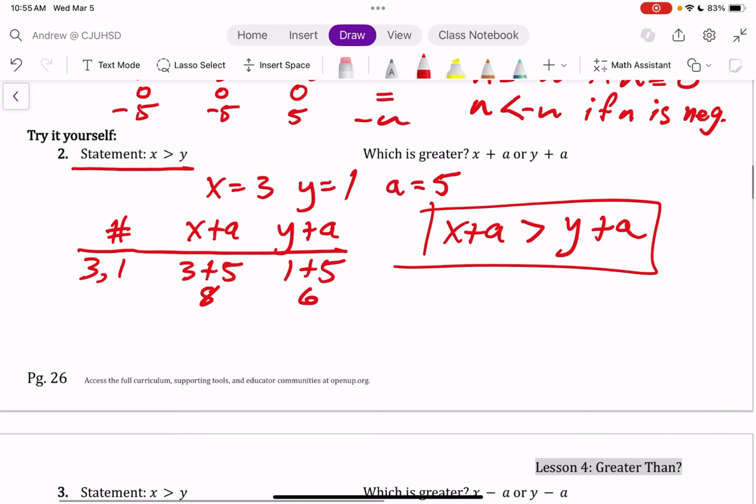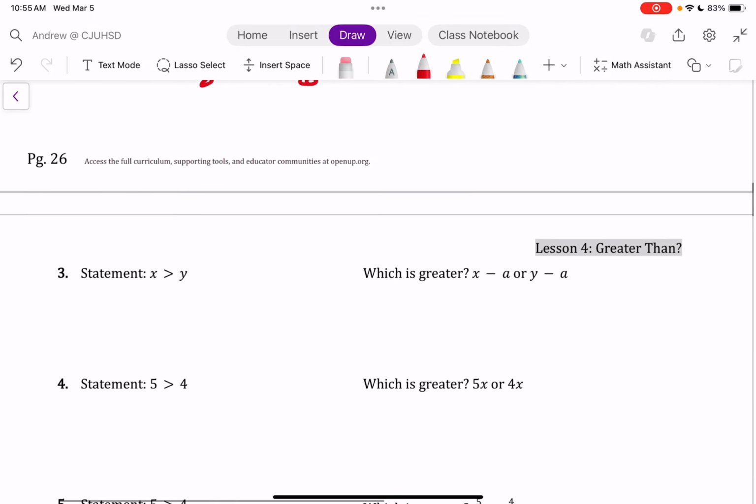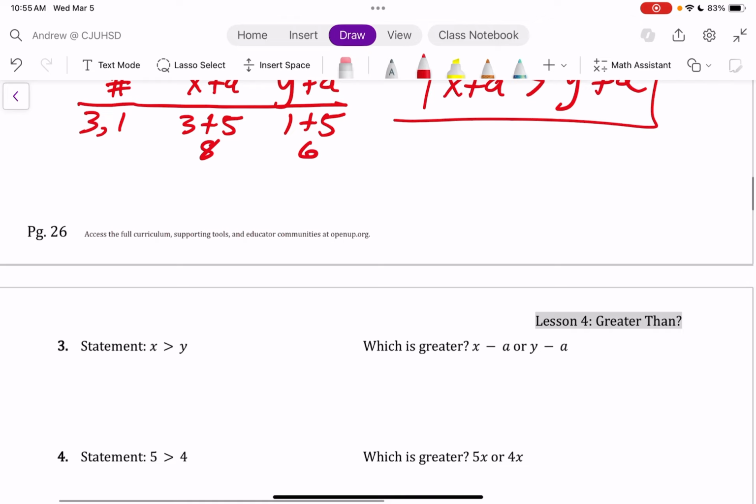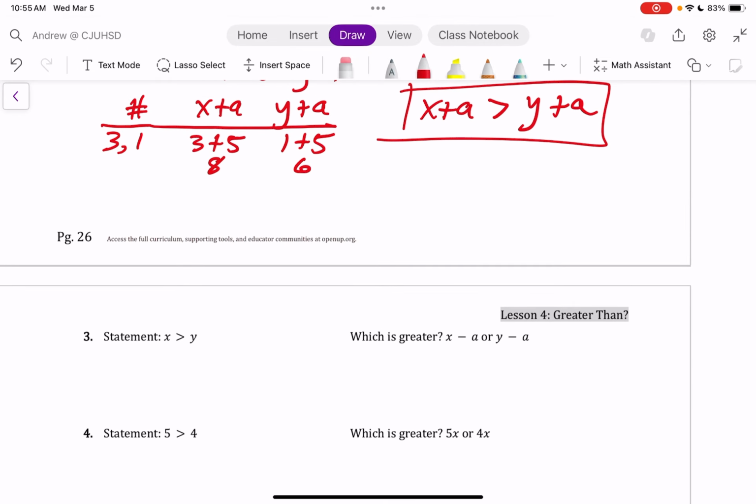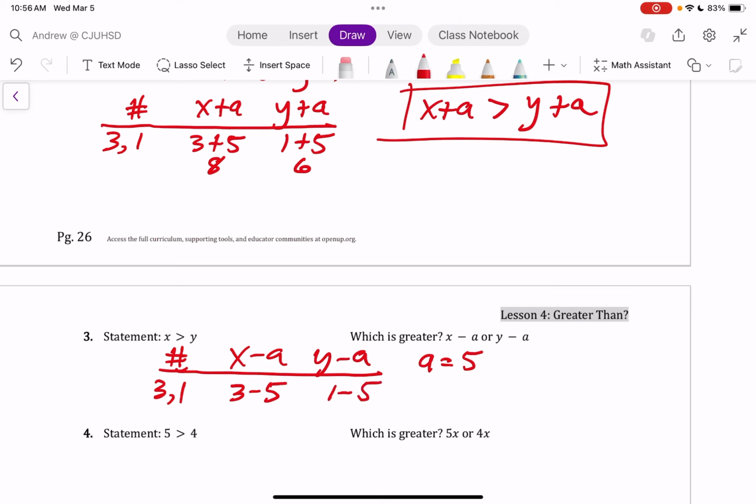Okay, same setup in number 3, but now it's subtraction. So let's just use the same numbers. So the numbers will be 3 and 1, but we have x minus a and y minus a. So if I use 3 and 1, and a is 5, x minus a is 3 minus 5, y minus a is 1 minus 5. So this is -2, and this is -4.